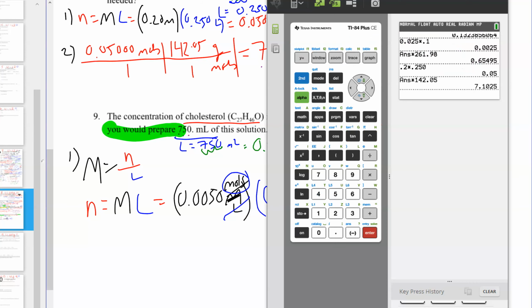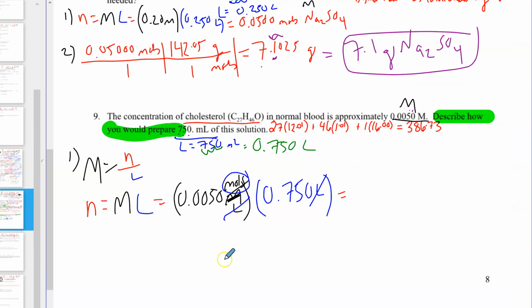Okay. So 0.0050 molar times 0.750 liters, 0.00375. Okay. 0.00375 moles. Now, I don't want to round this number yet. I know that I do only want 2 sig figs, but I'll round my grams. That way I'm not introducing any uncertainty into the problem. 2, I've got to convert moles to grams.